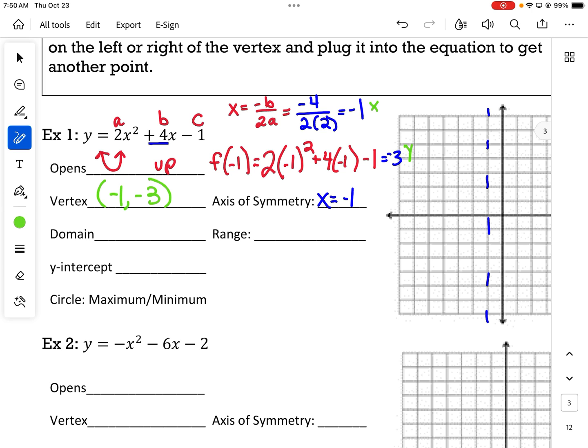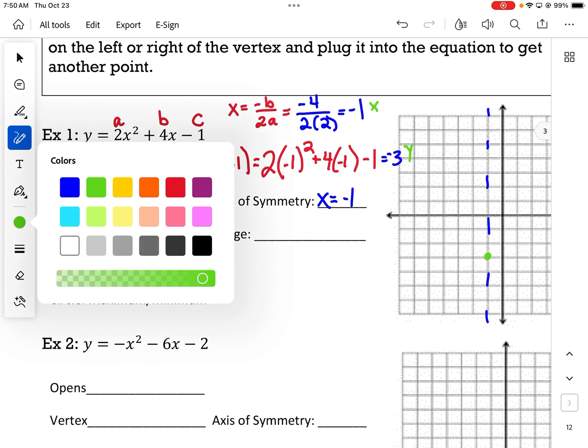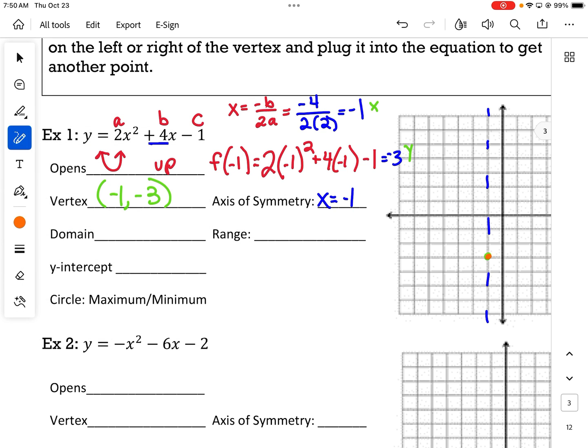So we'll plot that on the axis of symmetry. I think I'm going to do it in orange too. See that a little better. So -1, -3.